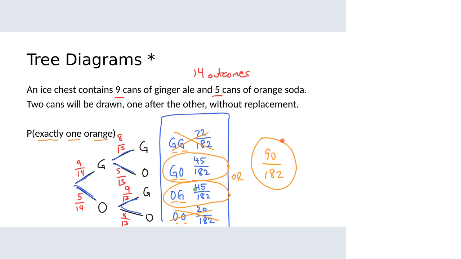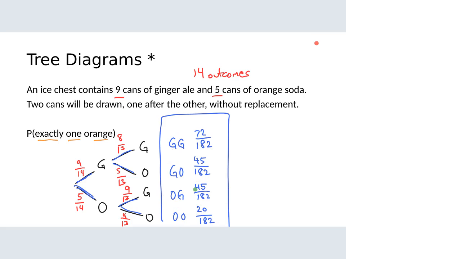Let me know if there's anything in there that you're unsure of or didn't make sense. How'd you get that number? Why'd you add those together? It's because we could have exactly 1 orange in this outcome. We also have exactly 1 orange in that outcome. And so we need to add those together to get our total number of successes, which is 90 out of the 182 possible outcomes.